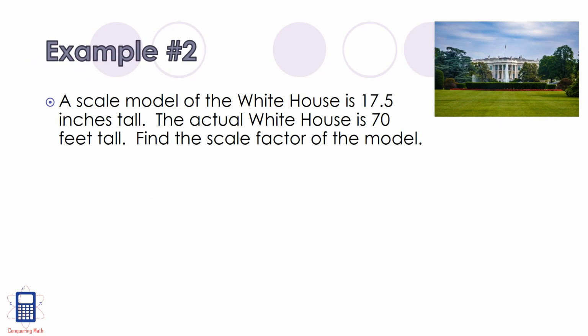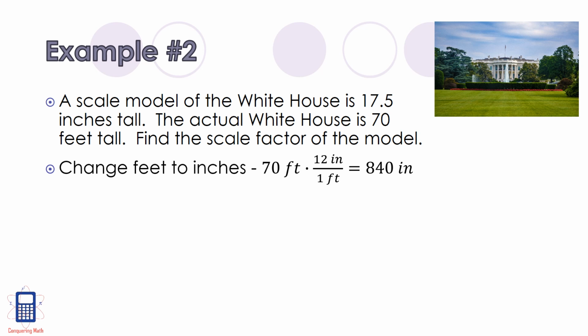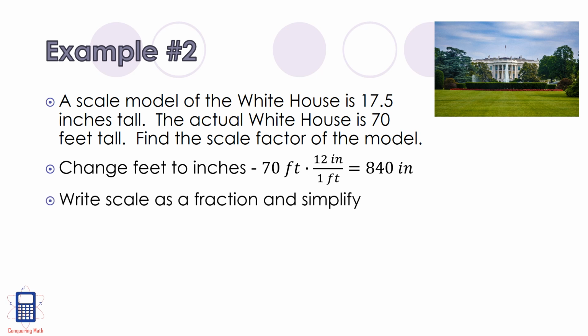Example number 2. A scale model of the White House is 17.5 inches tall. The actual White House is 70 feet tall. Find the scale factor of the model. The first thing that we need to do is get the same units for both numbers, so we'll change the actual height of the White House from feet to inches by multiplying by 12, which gives us a total of 840 inches. Now we just write the scale as a fraction, and then we can simplify it.